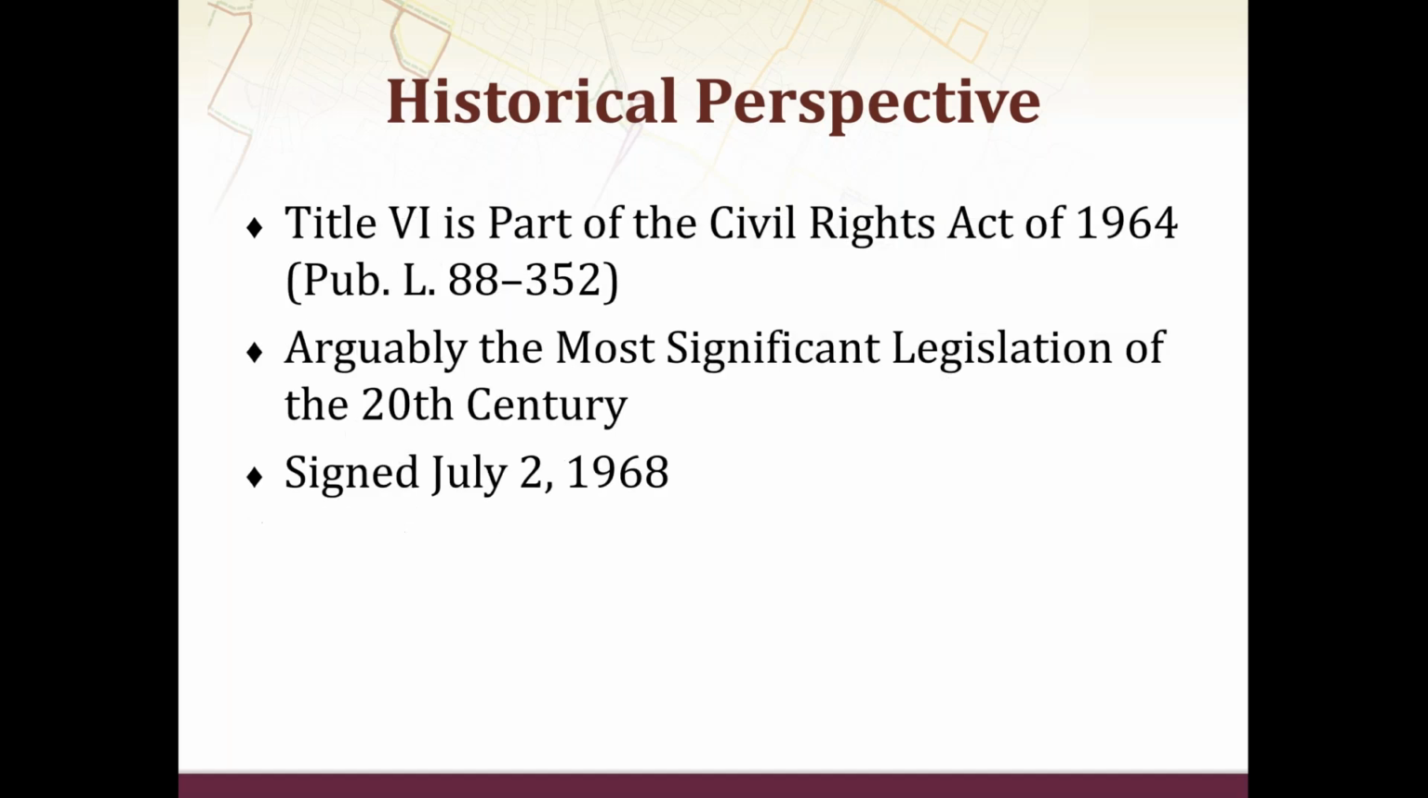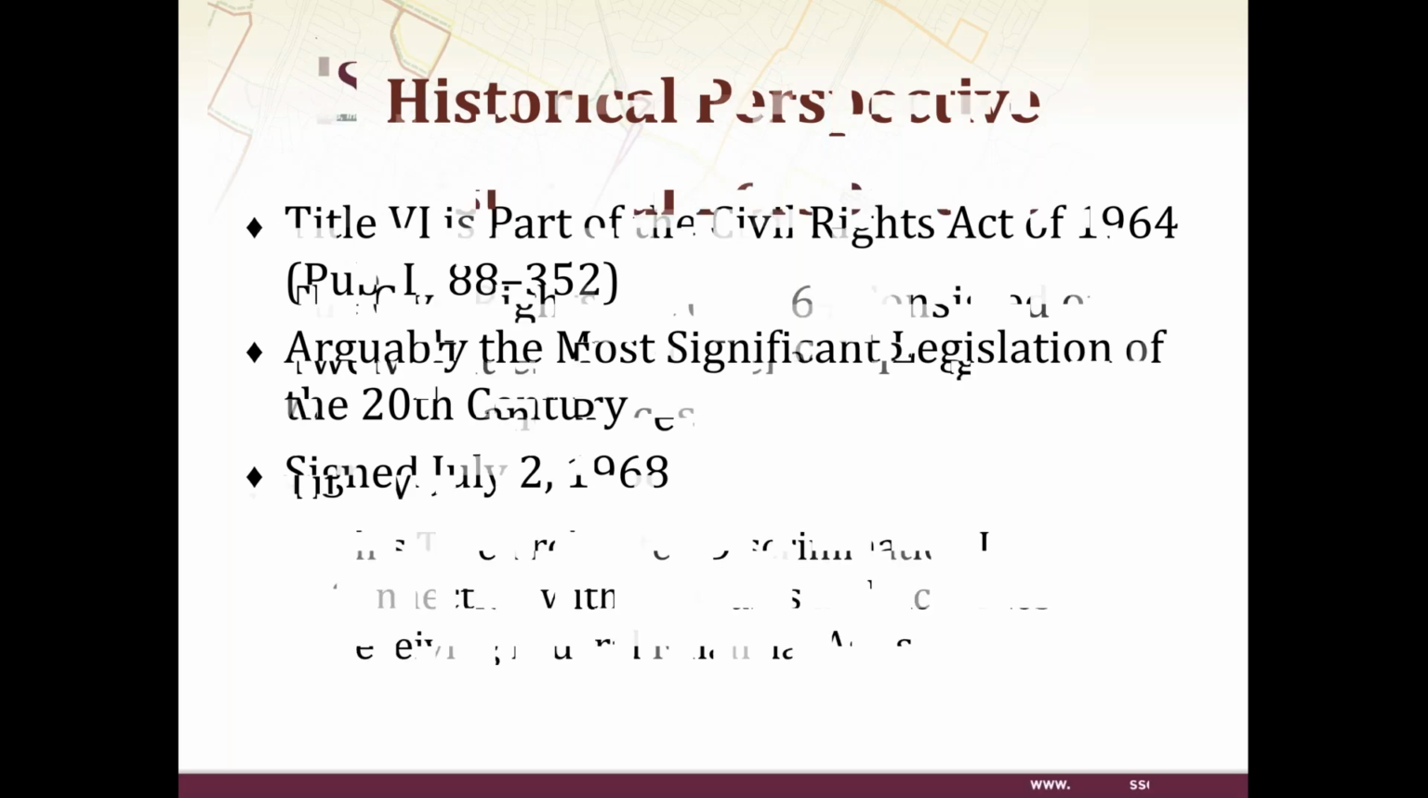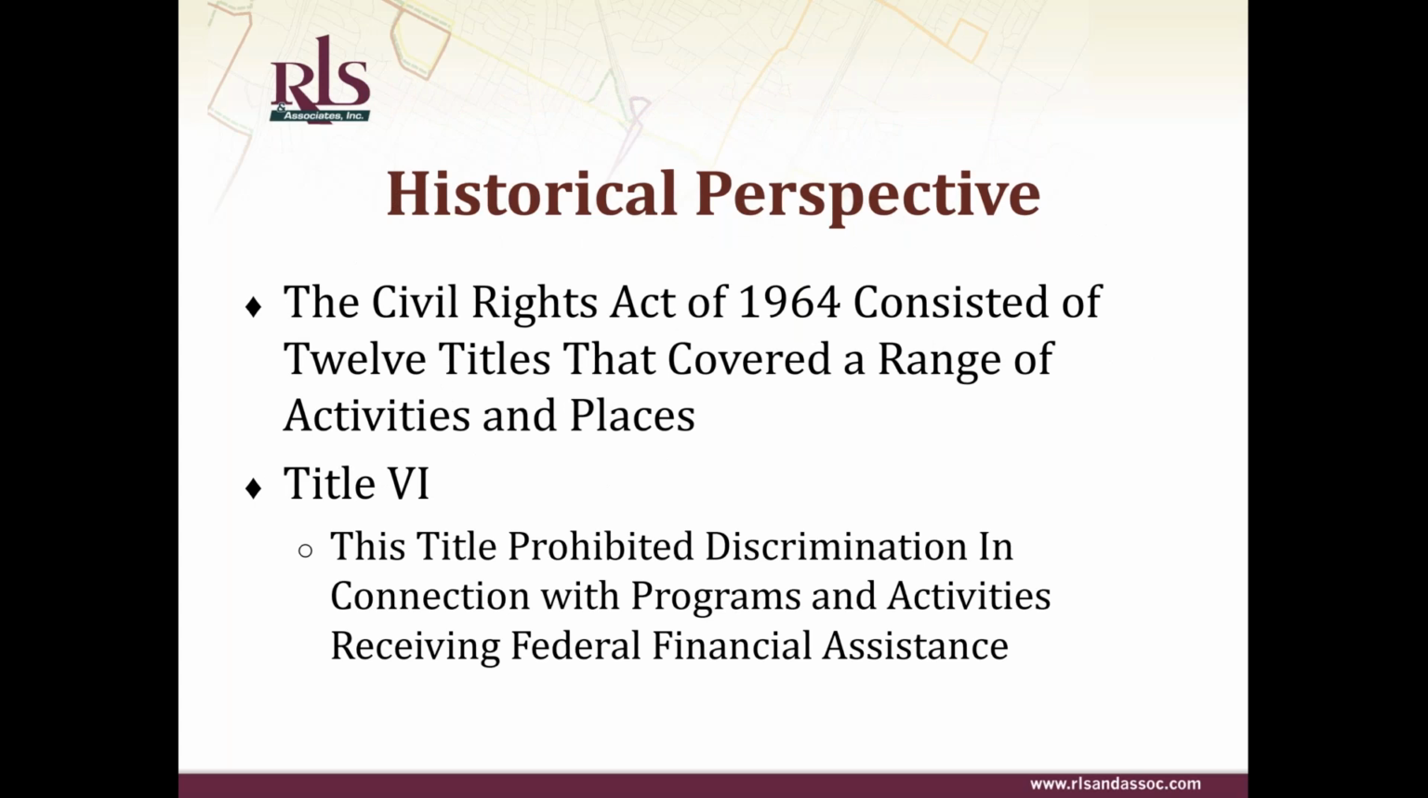And that ultimately led to Title VI being enacted as part of the Civil Rights Act of 1964. And this was a wide sweeping legislation signed into law in June 1968. And it's basically made up of 12 different titles that all cover various activities and places, but are all oriented towards preventing and prohibiting discrimination.